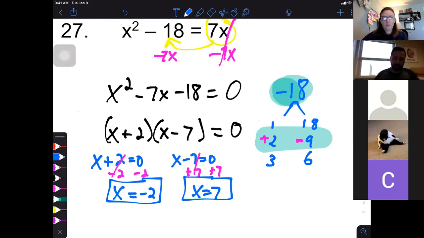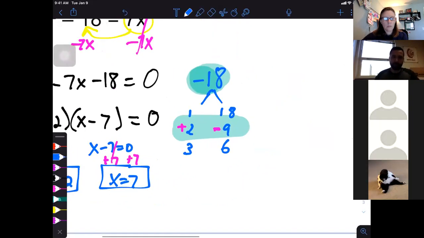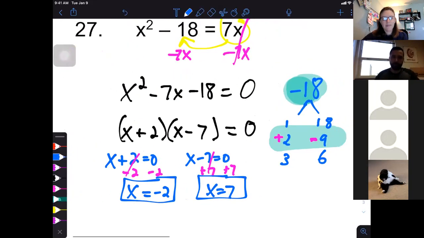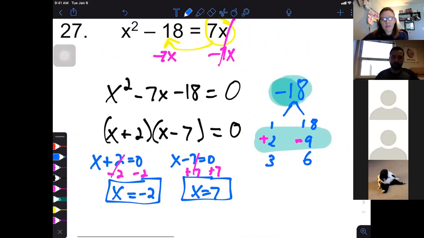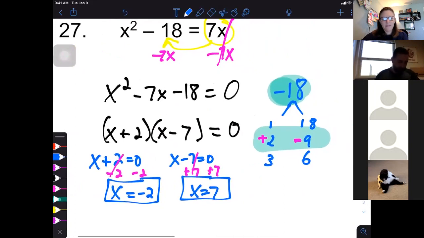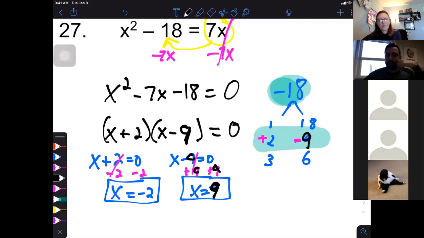Okay, if we look at 28, oh, go ahead. Wouldn't that negative 7 be a negative 9? Yeah, 100%. Good catch. This is a 9 here. So these all should be 9s, which will give you a positive 9 for your answer. Really, really good catch. You said 9.